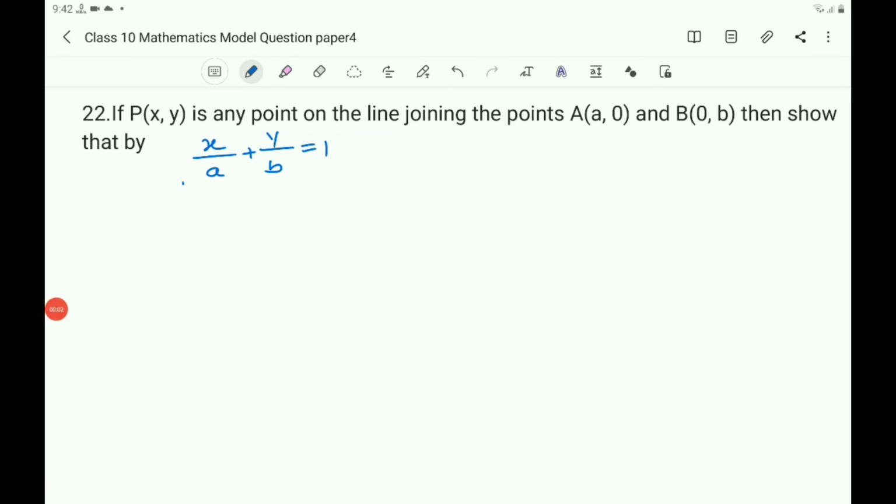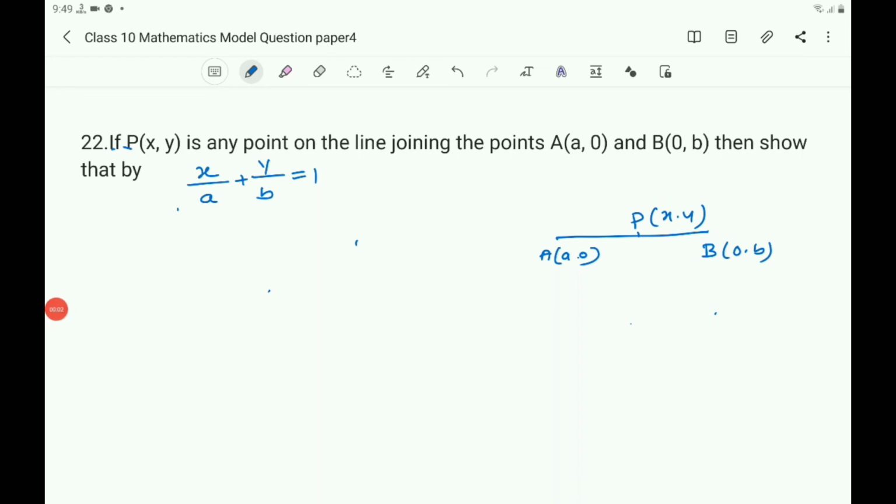Question number 22. If P of x, y is any point on the line joining the points A of a, 0 and B of 0, b, then show that x by a plus y by b equals 1. Here P of x, y is a point on the line joining the points A of a, 0 and B of 0, b, then show that x by a plus y by b equals 1.